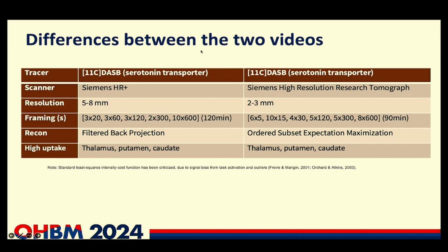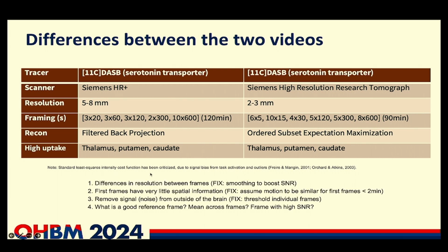Okay, so based on this notion of data quality, how can we come up with robust workflows that we can use to process the data? The first thing that we should be aware of is that we have differences in resolution between frames. Some frames have high signal-to-noise ratio, some frames don't. What can you do about that? Well, for example, you could choose to smooth the data to boost the signal-to-noise ratio.